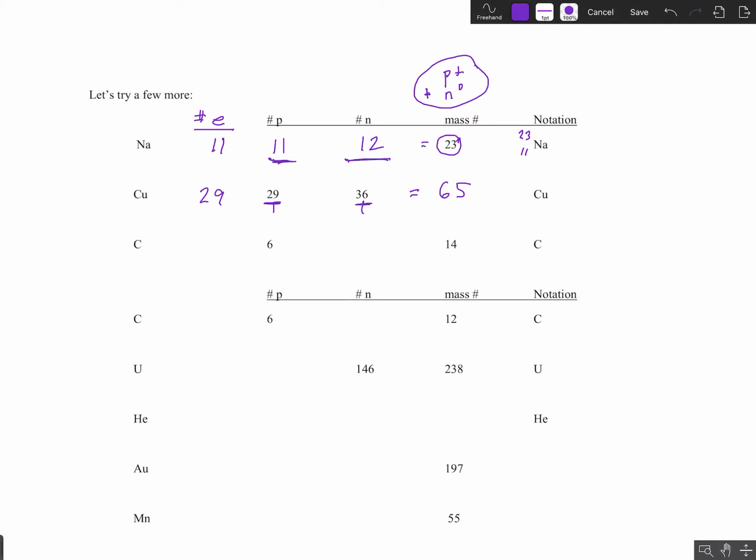Its notation would be the number 29 in the lower left-hand corner. Remember, the number of protons go down there, kiddos. And the number 65 in the upper left-hand corner, the mass number.